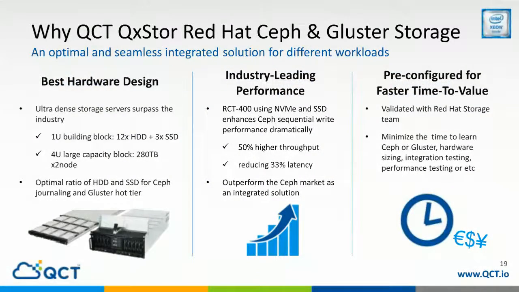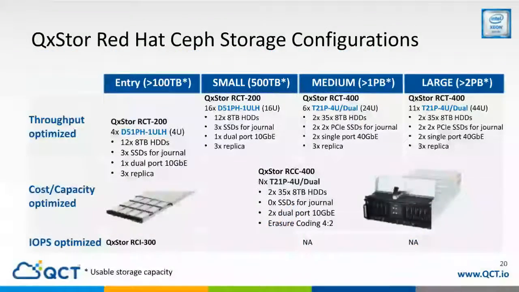Now, based on all these recommendations, we have SKUs specific for Ceph storage for different sizes, like the entry level of 100 terabytes, 500 terabytes, 1 petabyte, and greater than 2 petabytes. And again, you basically have a 2x2 matrix with throughput optimized and cost capacity optimized. Of course, we have an all-flash SKU specifically for IOPS optimized.